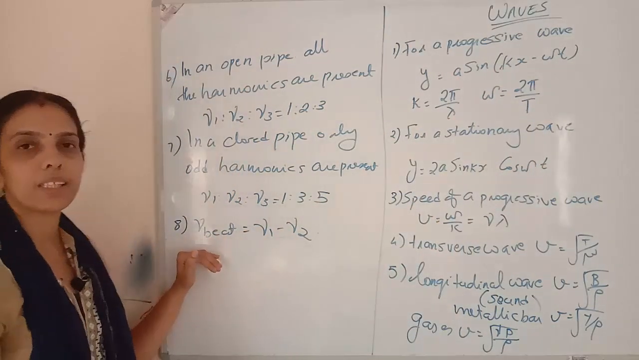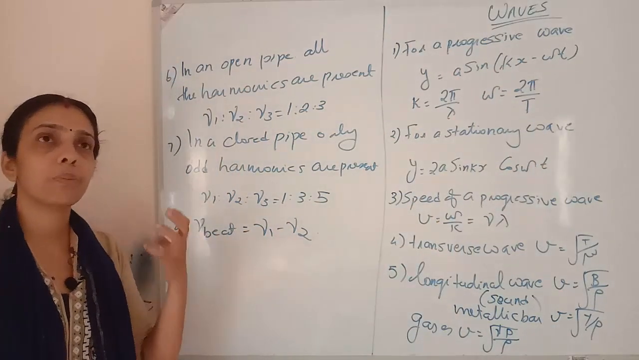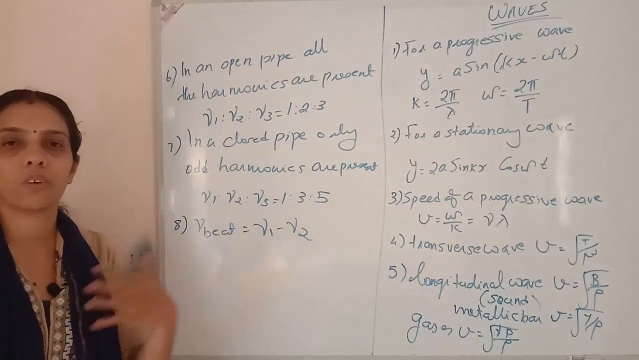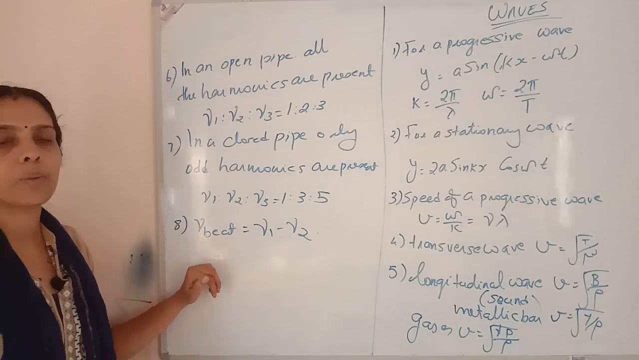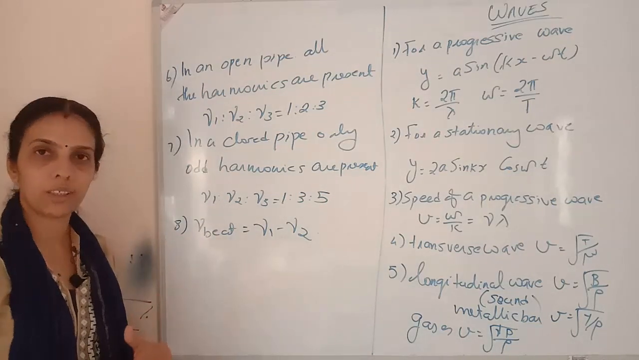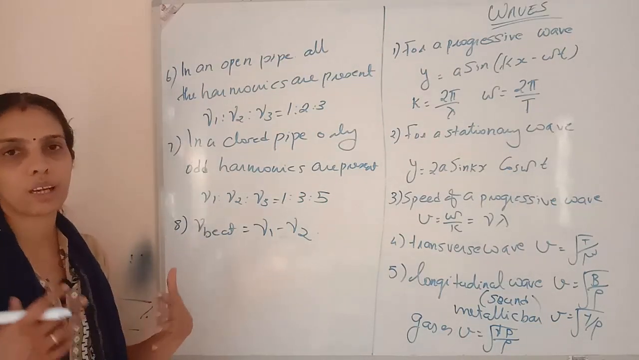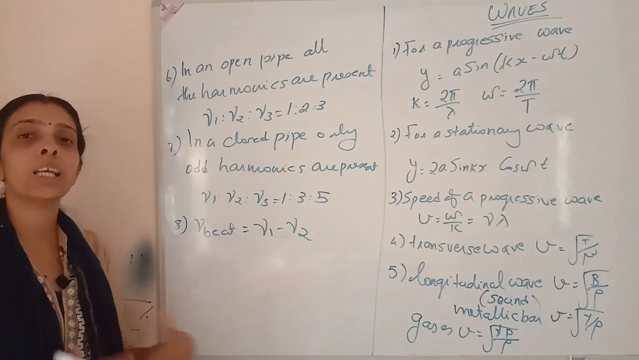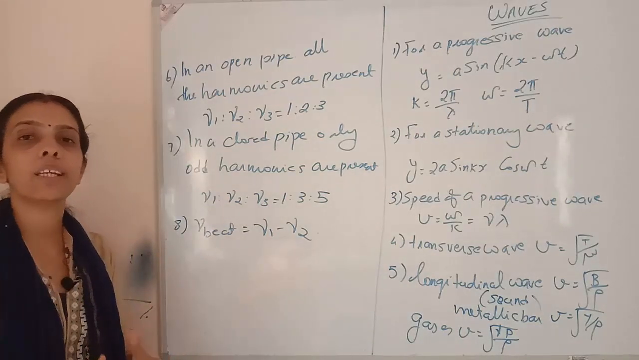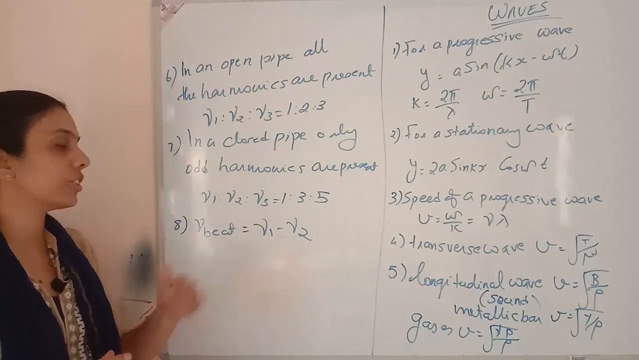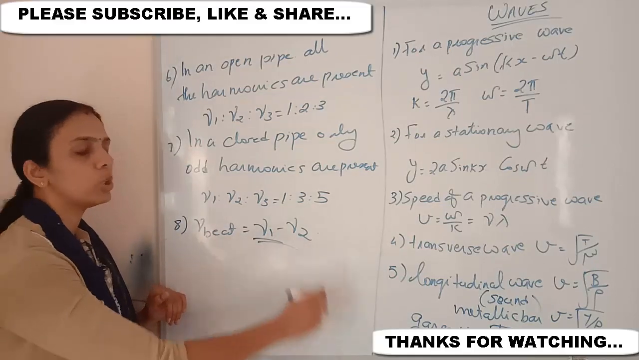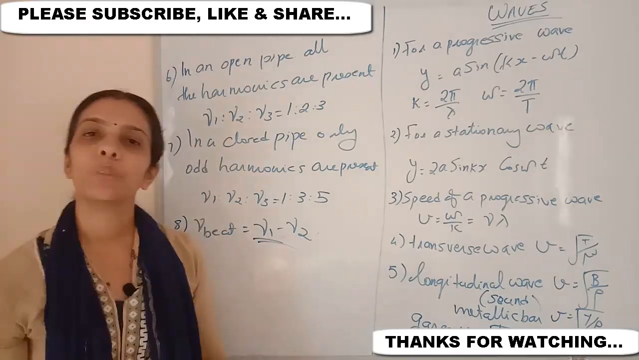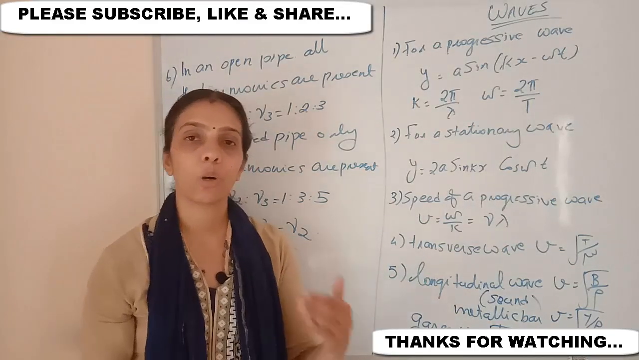And beat frequency. Waves which have very close, closely related frequencies, with comparable amplitudes, superpose each other, and we will get a beat. So how can we find nu beat? nu 1 minus nu 2. So these are some of the important topics.